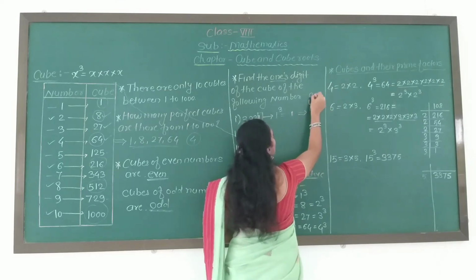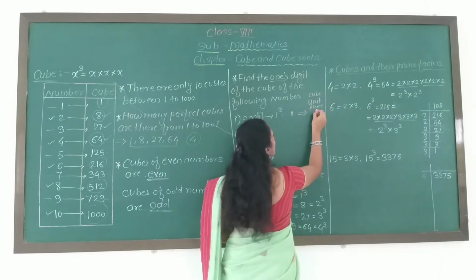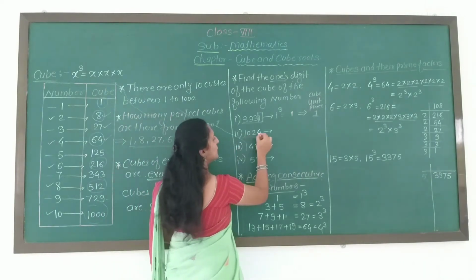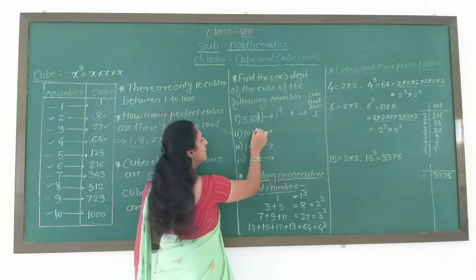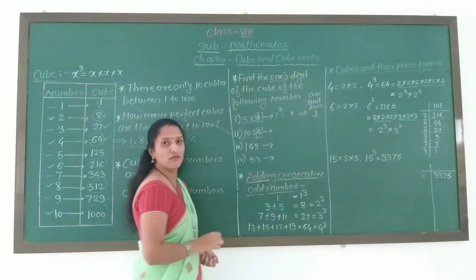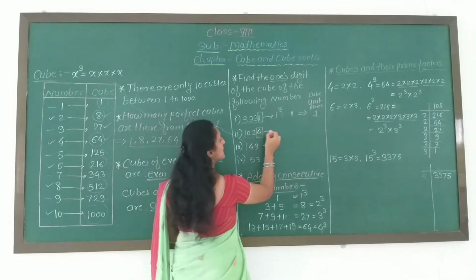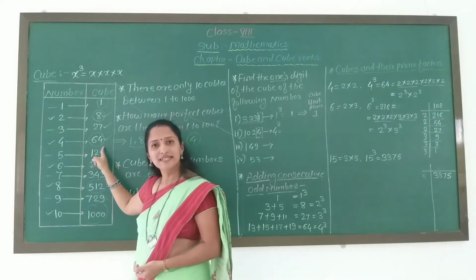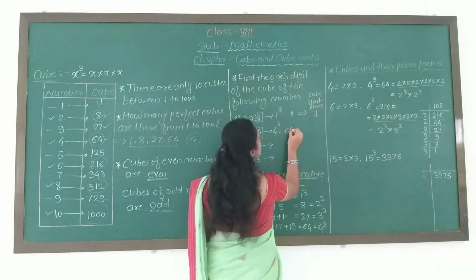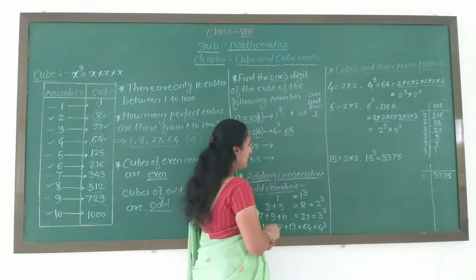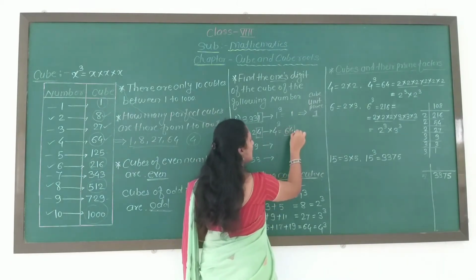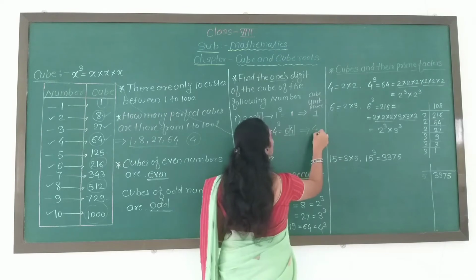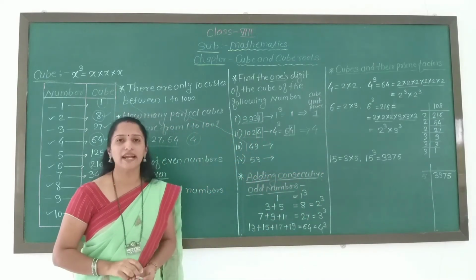Cube of this number contains 1 at the unit place. Second example, 1024. Here 4 is at the unit place, so just calculate the cube of 4. Now what is the cube of 4? 4 cube is 64, right? And in 64, 4 is at the unit place. That means the cube of the number 1024 contains 4 at the unit place.